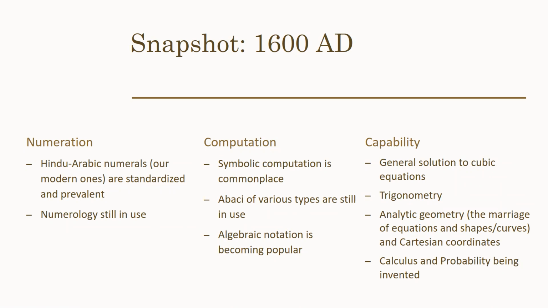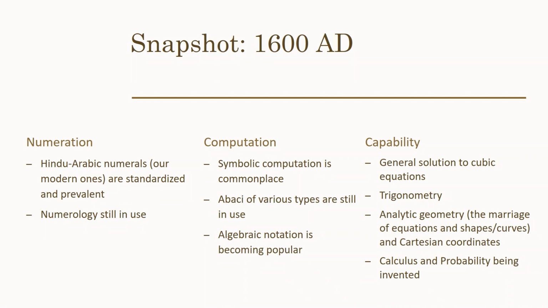Algebraic notation is also becoming popular. It doesn't look like it does today, but it was starting to be used. As far as what people could do, by this point, people could solve cubic equations. Europe had just figured them out less than 100 years before. The Chinese had them figured out centuries before that. Trigonometry was starting to become a thing. Trigonometry originated in India.